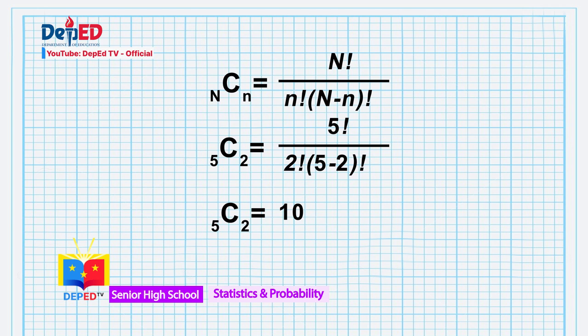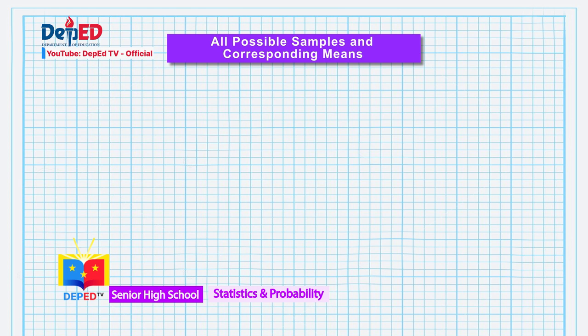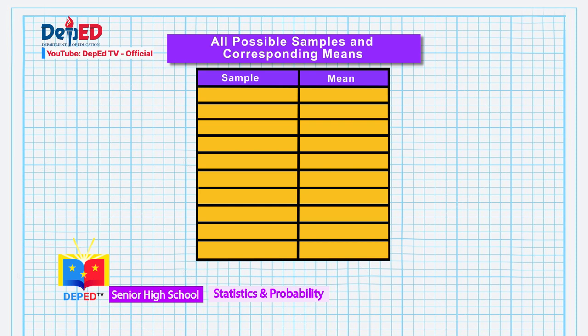The next is to list all possible samples and compute for their corresponding means. Let's use our calculator spreadsheet. So the samples are 5 and 6 with a mean of 5.5, 5 and 9 with a mean of 7, 5 and 12 with a mean of 8.5, and so on until 12 and 15 with a mean of 13.5.